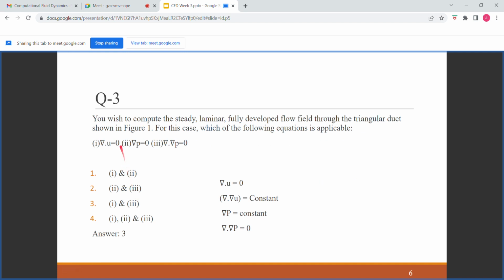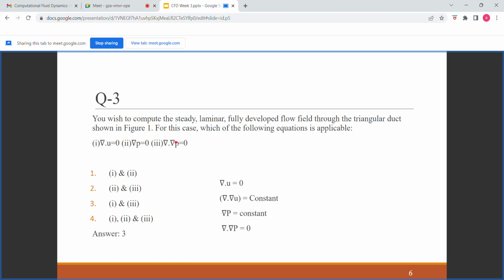In question 3, it is given that you wish to compute the steady laminar fully developed flow field through the triangular duct as shown in figure 1. For this case, which of the following equations is applicable? Del dot u is equal to 0, del p is equal to 0, or del dot del p is equal to 0.